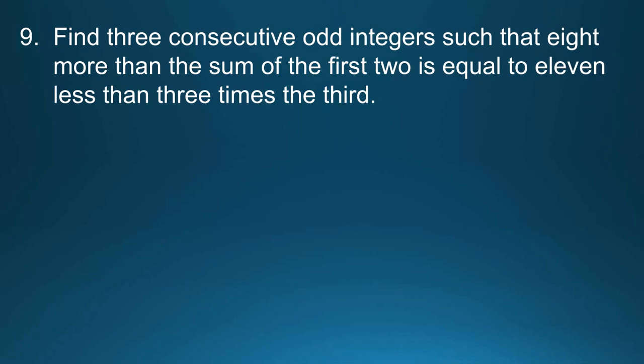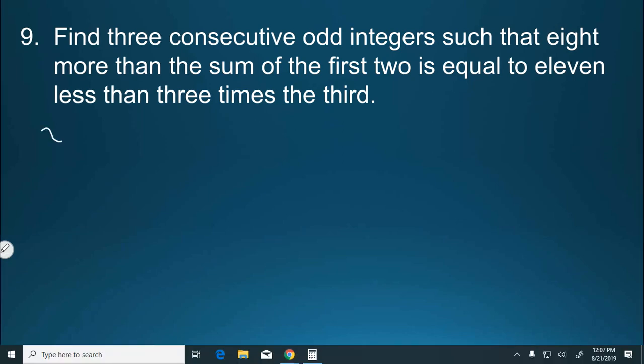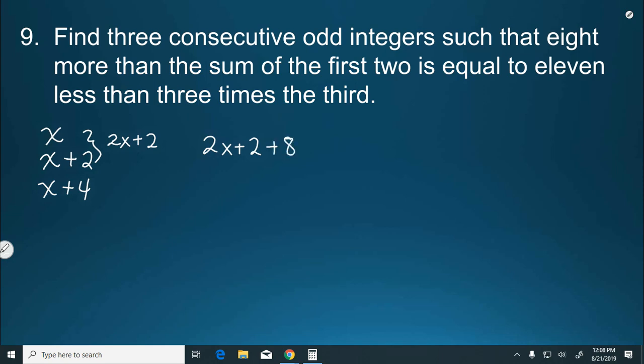Number 9. Find three consecutive odd integers such that 8 more than the sum of the first two is equal to 11 less than 3 times the third. All right, so we've got three consecutive odd. Remember, first one's always x. We're talking odd numbers. They're 2 apart, so x plus 2, then x plus 4. Now we can build the word problem. Find three consecutive odd integers such that 8 more than the sum of the first two. Here's the first two. Their sum is 2x plus 2. 8 more than that. So 2x plus 2 plus 8 is equal to 11 less than 3 times the third.